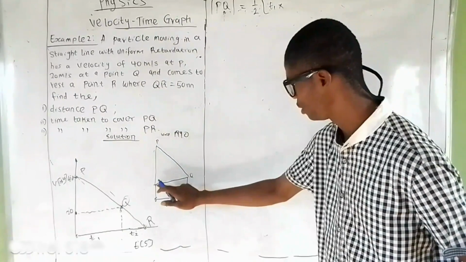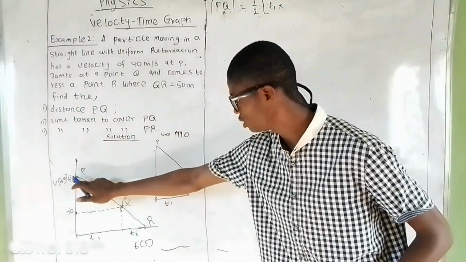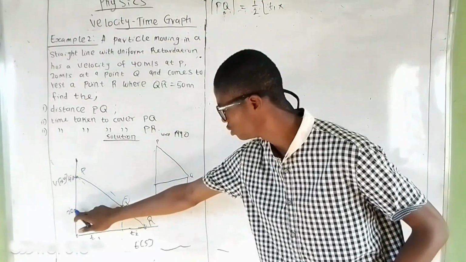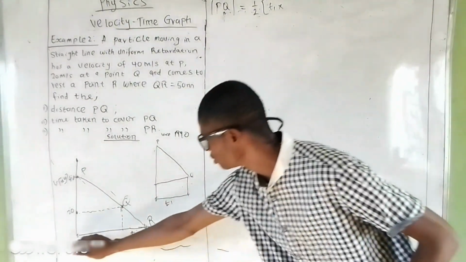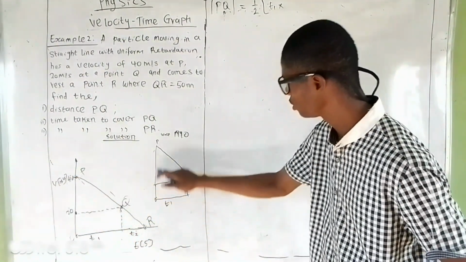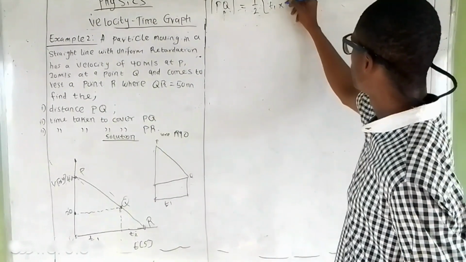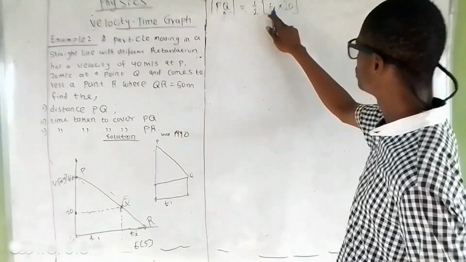Look at it, half base times height, from here to here, which is what? Actually 20, not 40. So 20 is from here to here and 20 from here to 0. From here to here is 20, from here to here is 20, to make 40. So here to here should be 20. So now we have 20. So half base times height.